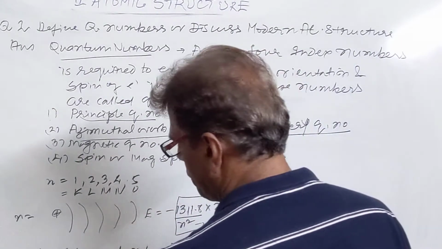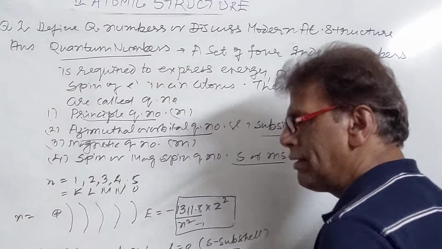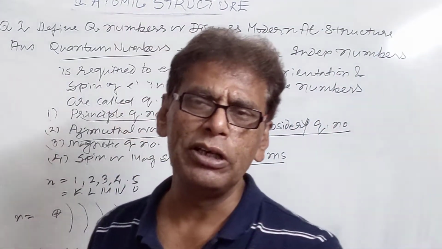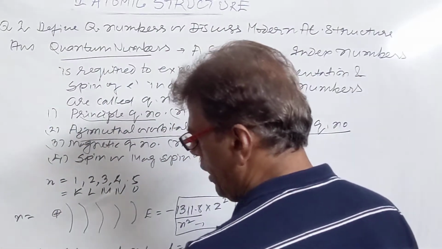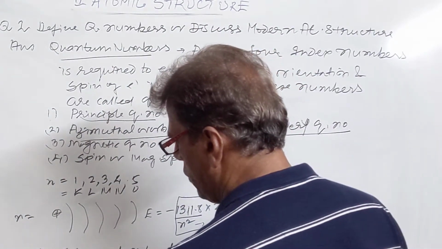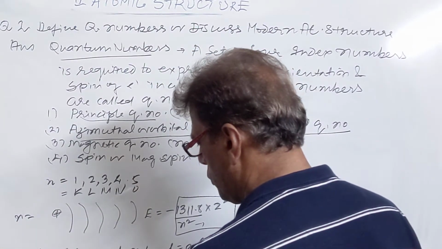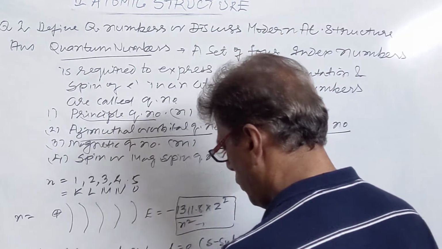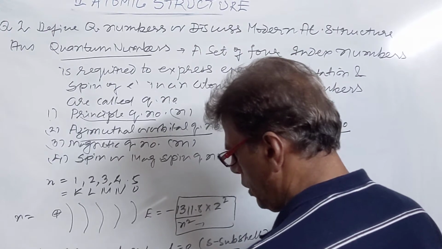Then we have the magnetic quantum number. It tells us about the number of orbitals present in a subshell, and it is represented by M. Its number of values is calculated by the formula 2L plus 1 and values are written as minus L, 0, then plus L.